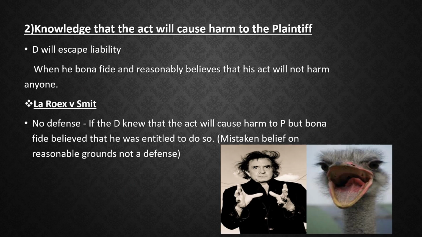The plaintiff can establish the second element if he can prove that the defendant had knowledge that his act will cause harm to the plaintiff. However, the defendant will escape liability if he can show that he bona fide and reasonably believed that his act will not harm anyone. In the case of Lawrence versus Smith, the defendant was held not liable to the plaintiff whose ostrich he had shot because in the circumstances the defendant reasonably believed that it was a wild bird and therefore the property of no one.